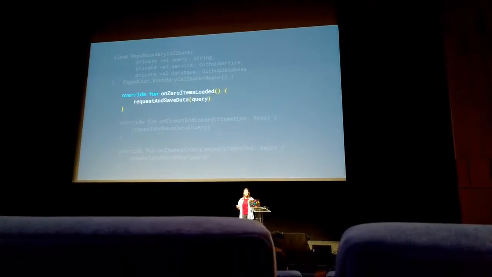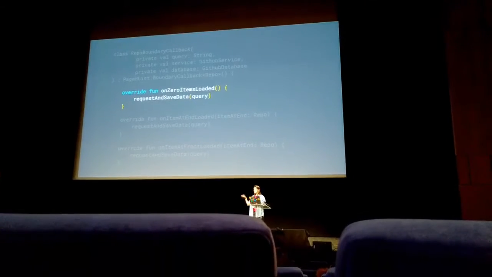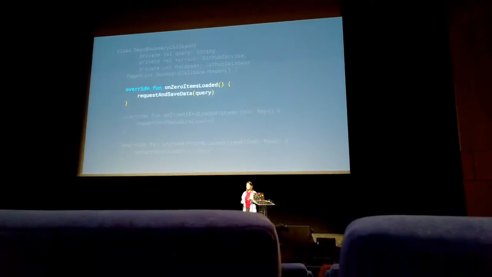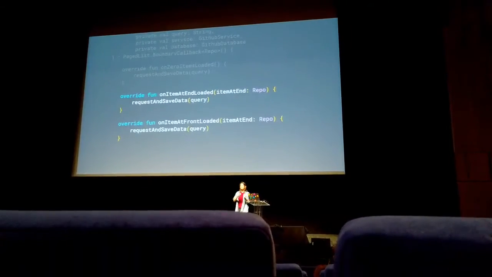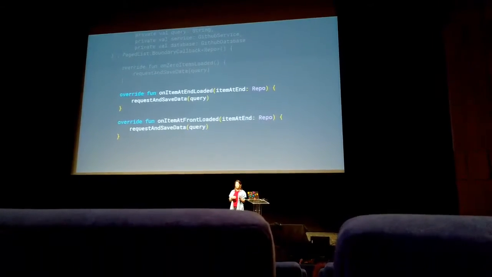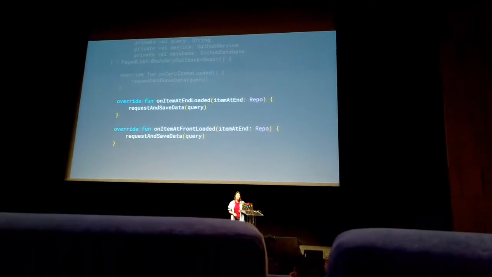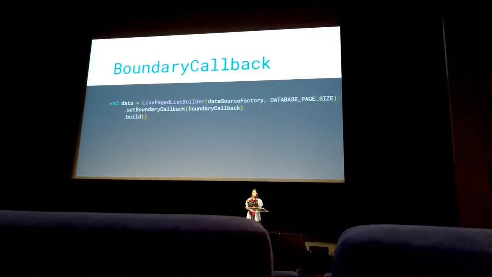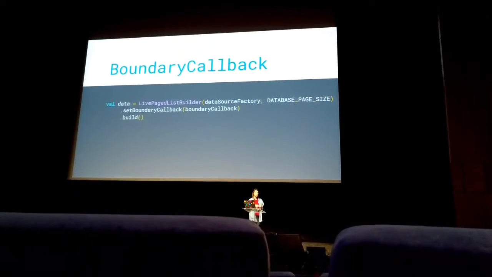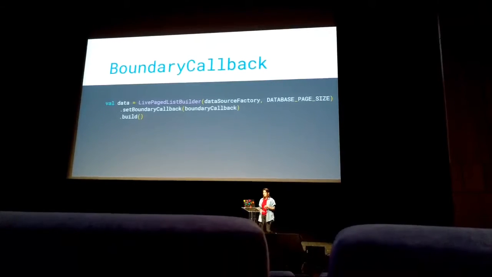There's nothing in the database, so on 0 items loaded is triggered. And this is the time when we're requesting data from the backend. Similarly, once we reach the end of the data in the database, we can define how we should request more data from our backend. Then this boundary callback needs to be set on the live page list builder so it can be used.